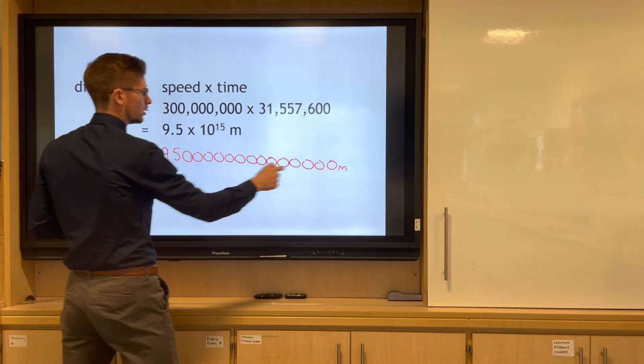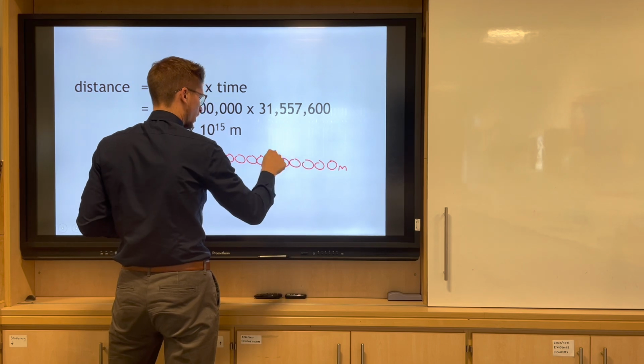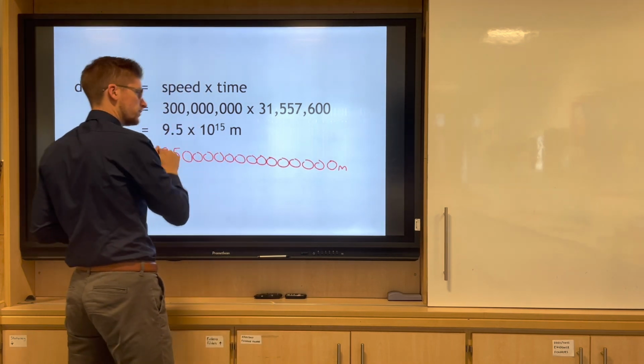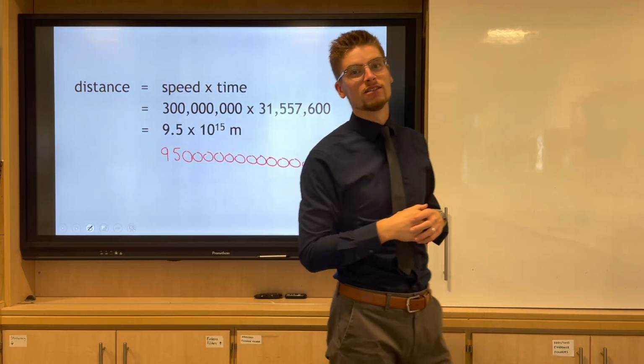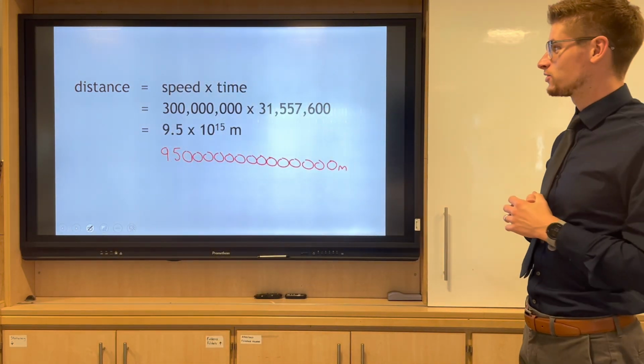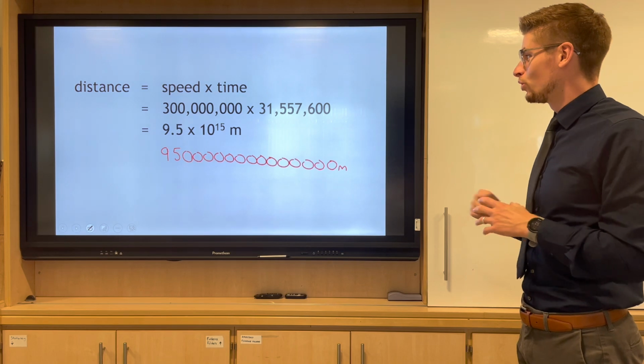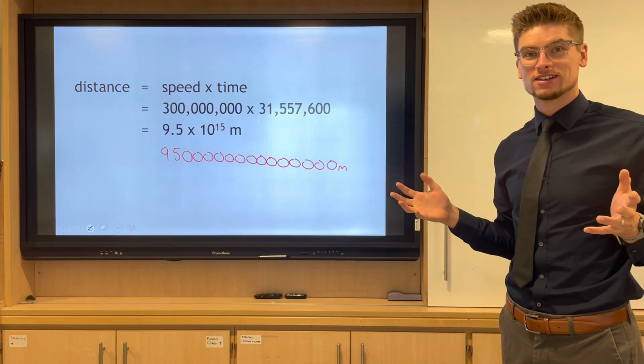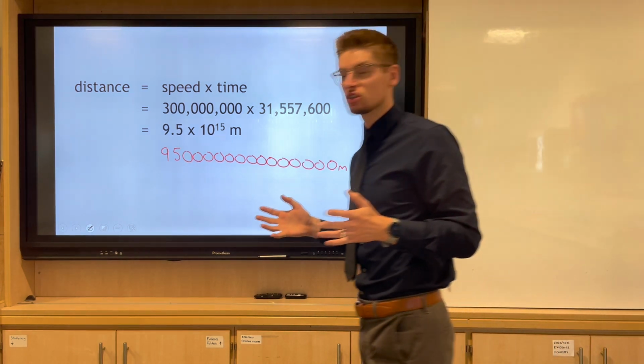Now let me just double check that. 1, 2, 3, 4, 5, 6, 7, 8, 9, 10, 11, 12, 13, 14, 15. That's how many zeros there are after that number. Okay? So that's a long distance. And again, that's so hard to understand, because we are only used to such small distances in comparison.